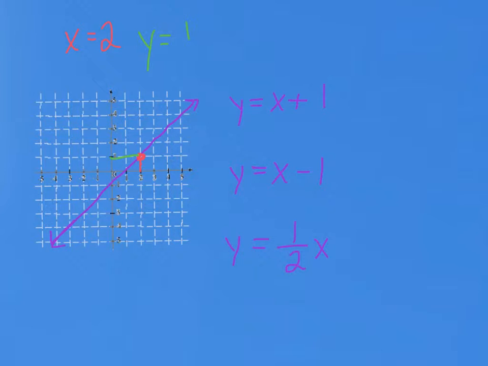Now what I'm going to do with each of these 3 equations is anytime I see an x value, I'm going to substitute it for a 2, and we're going to replace it with a 2. And then anytime I see a y value, I'm going to replace it with a 1. And let's just see what happens. First off, I'm going to replace my x's with 2's. I'm just going to write it right below each of these equations.